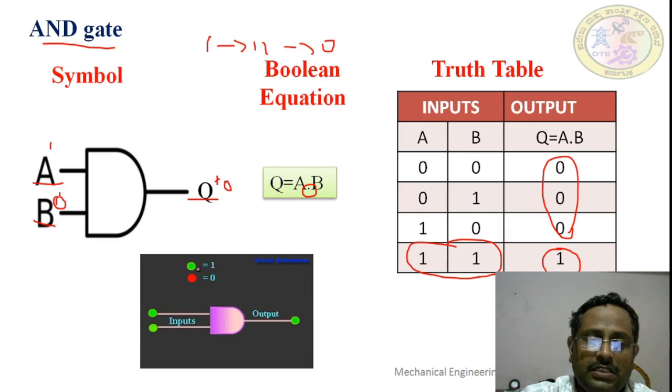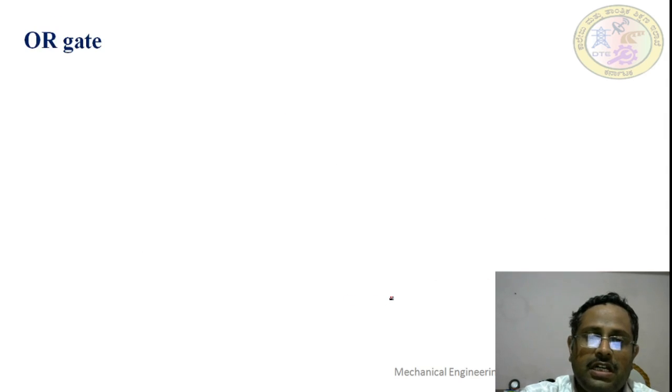See here, green represents 1 or high, red represents 0 or low. The output turns green only when both the inputs are green. Otherwise, the output becomes red. You observe carefully here for the different combinations. This is the AND gate.